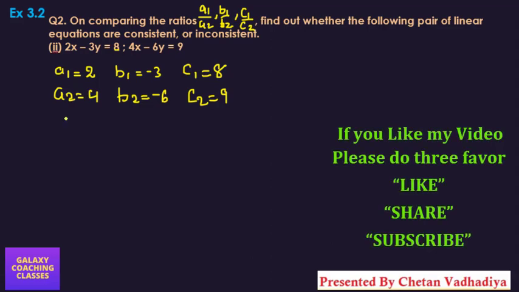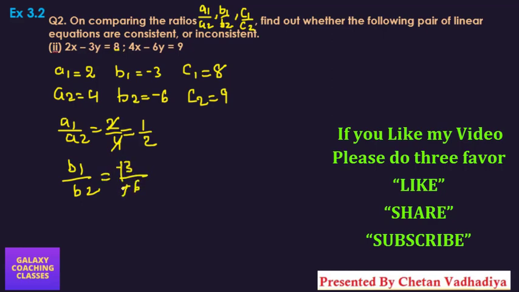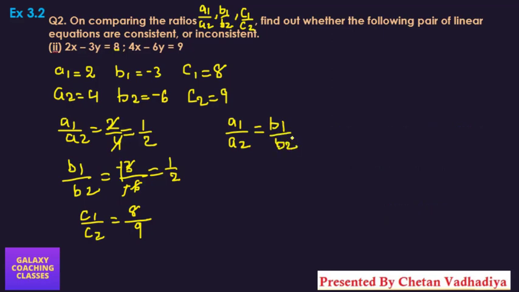Now a1 upon a2 will be 2 by 4, so you can reduce this, and it is 1 by 2. b1 upon b2 will be minus 3 by minus 6, so minus minus will get cancelled, and you can reduce this also. Again you will get 1 by 2. Then c1 upon c2 is 8 by 9, so you cannot reduce. So you can see these two ratios are equal, but this is not equal. So here a1 upon a2 is equal to b1 upon b2, but not equal to c1 upon c2.